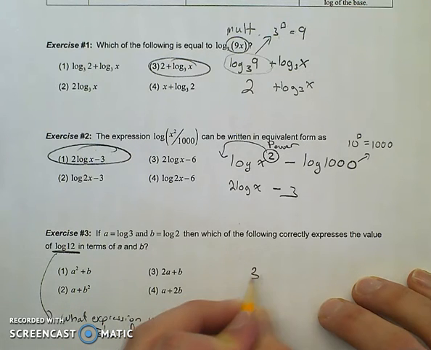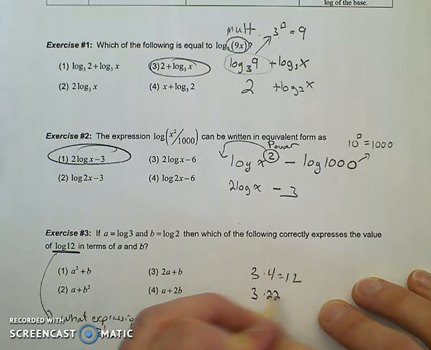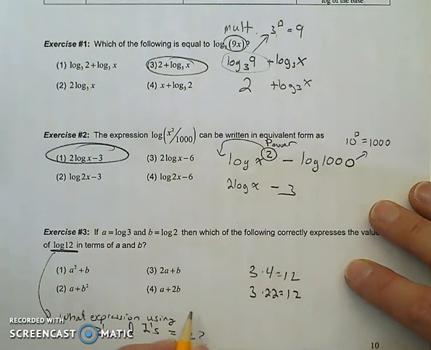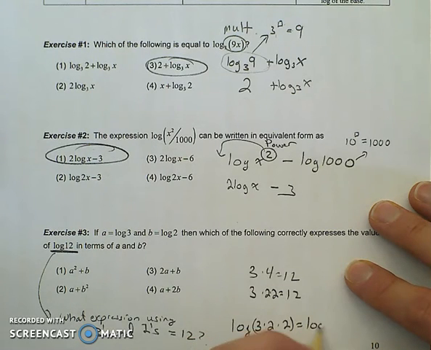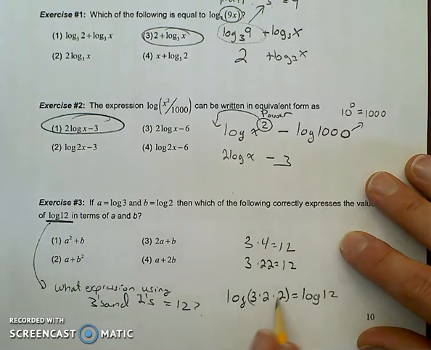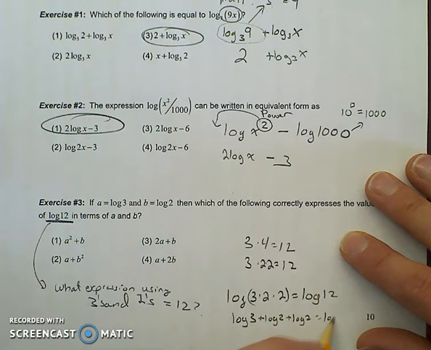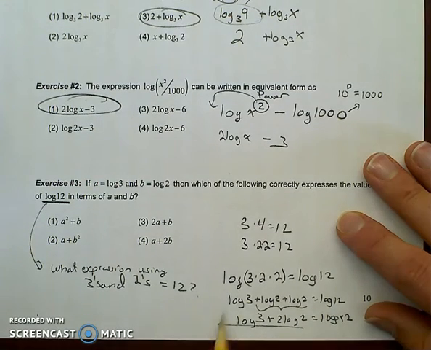Well, I know 3 times 4 equals 12, but that's not using 3 and 2. So I can go 3 times 2 times 2 equals 12. Now we're using all 3s and 2s. So I'm going to say that log of 3 times 2 times 2 equals log of 12. That's a correct statement. And now I'm going to rewrite it. I see multiplication. So log of 3 plus log of 2 plus log of 2 equals log of 12. And I notice that I have 2 of those, so log of 3 plus 2 log of 2 equals log of 12.